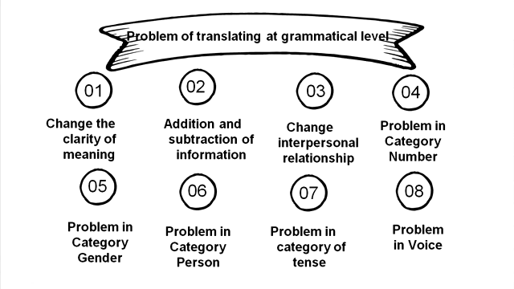Example of change in interpersonal relationship. SL: This meeting will discuss the electoral system in Indonesia. TL: Kita akan membahas sistem pemilu di Indonesia dalam pertemuan ini. In the example above, the relationship between the writer and the reader in the TL text feels distant or impersonal by using the word kita.